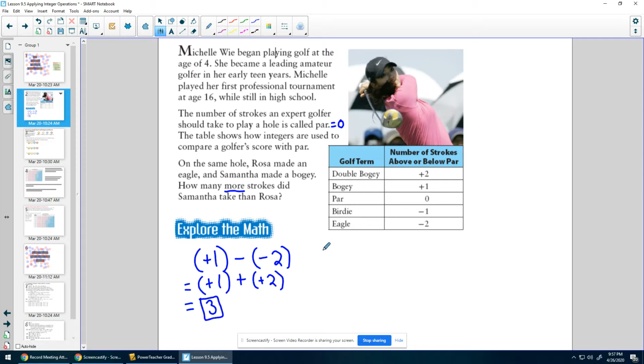So then we can say Samantha took 3 more strokes than Rosa. All right, moving on.